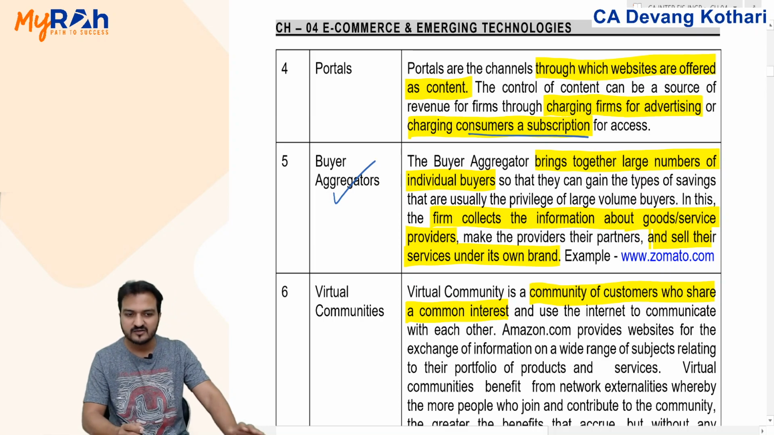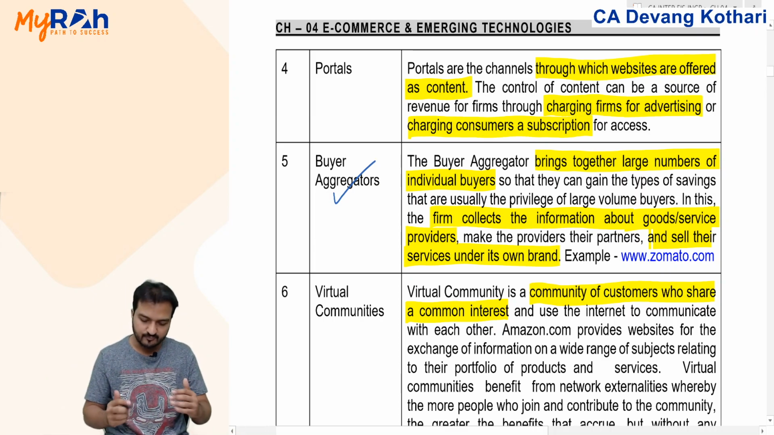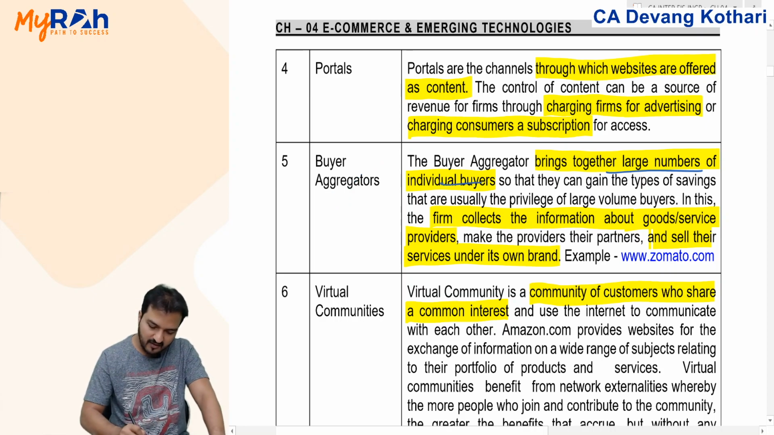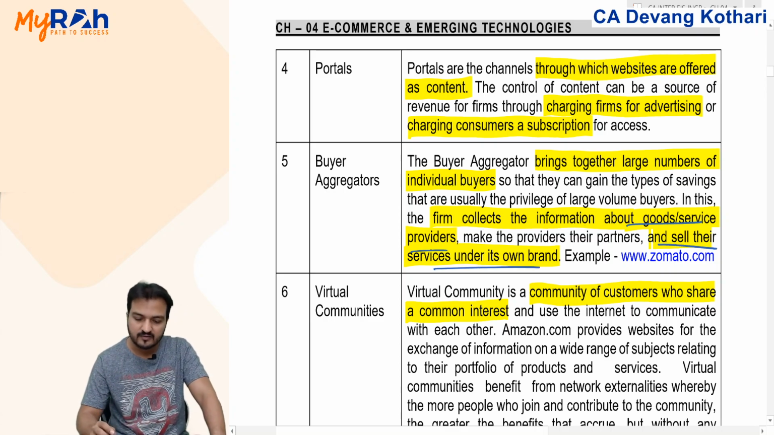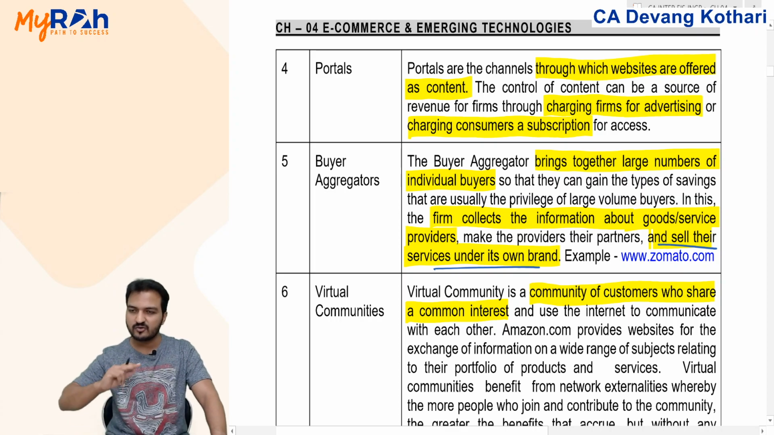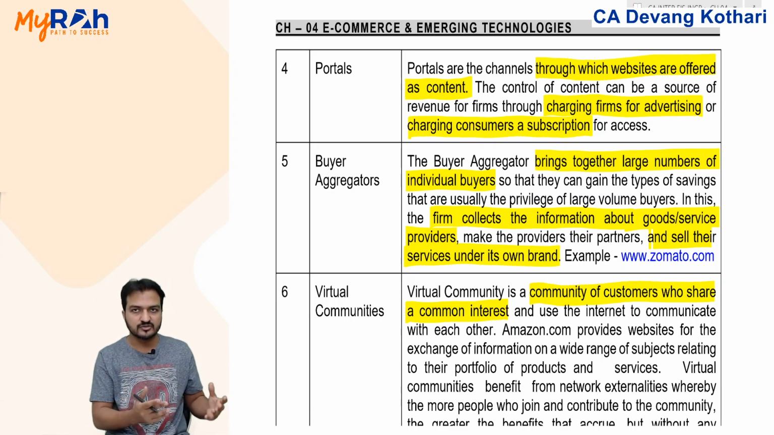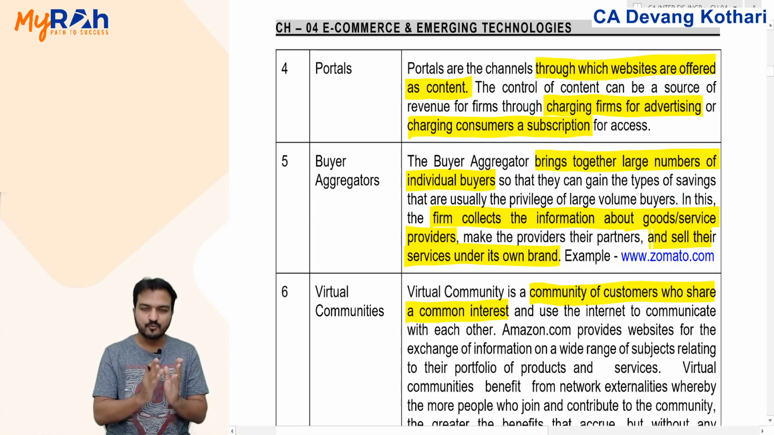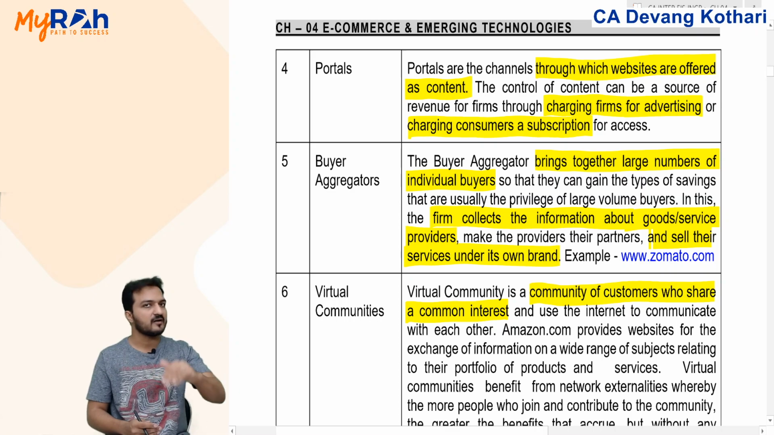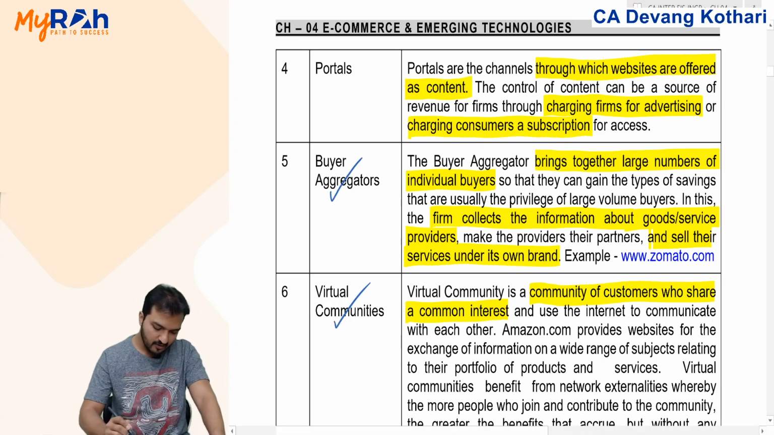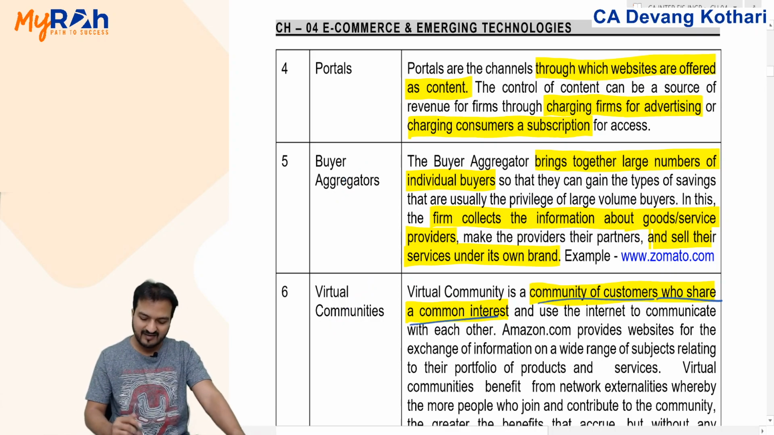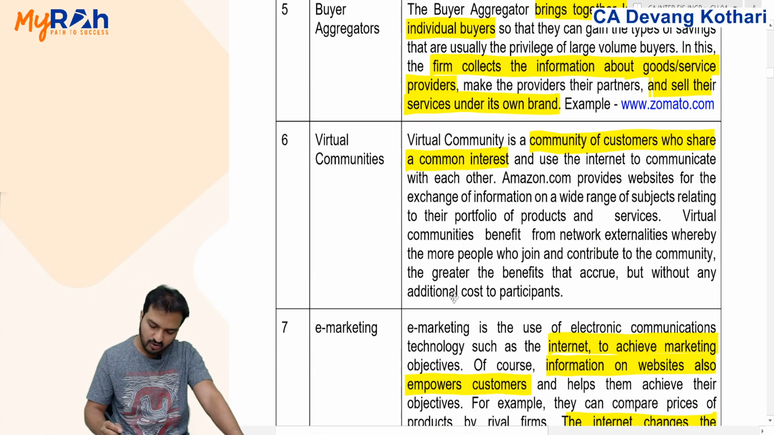Buyer aggregators are the website who will bring together individual buyers. It will bring together large number of buyers and they collect information about the sellers and sell them on their website under its own brand, like say Ola Cabs. Ola Cabs is bringing together various customers who want cab services, that is the buyers, and they also brought together various cab owners, and now they are providing cab services to the customers under its own brand name Ola. That is buyer aggregators. Virtual community is a community of customers who share a common interest, so they can make discussions, they can answer questions of each other, they talk about a wide range of subjects.